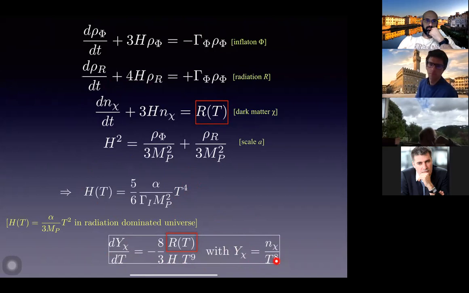Because a cube, in fact, is t to the 8, and it's not t to the cube. I mean, t to minus 8, and not t to minus 1. So this is what we call the yield, which is the comoving density per comoving frame, if you want, on t to the 8, but except for this little detail, it's easy to solve.